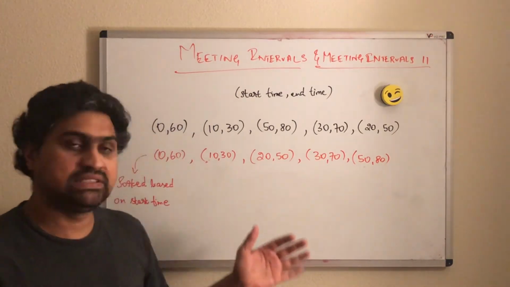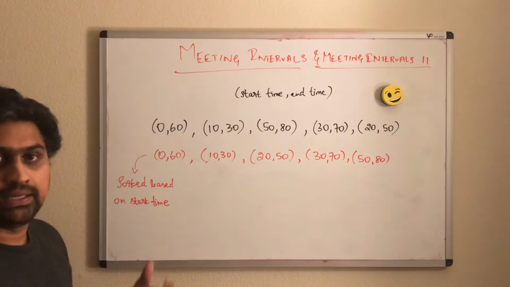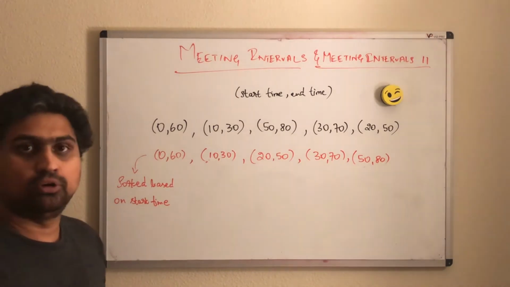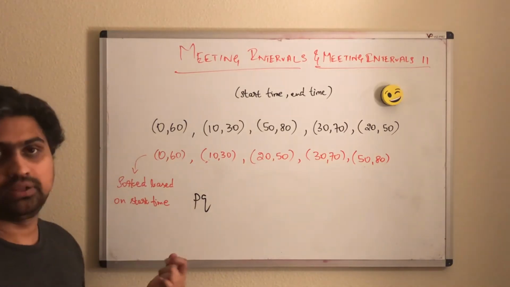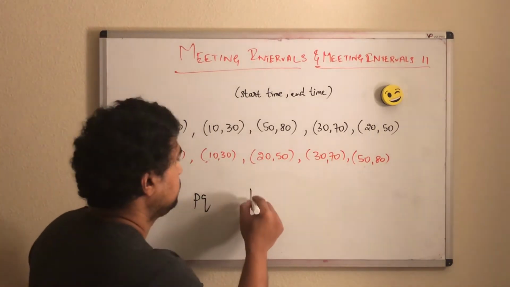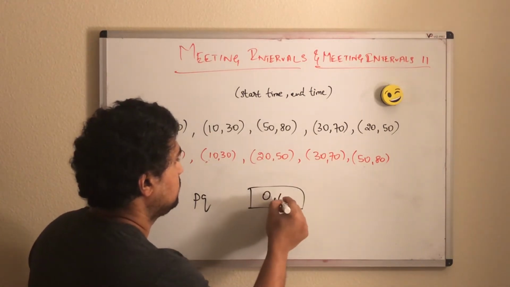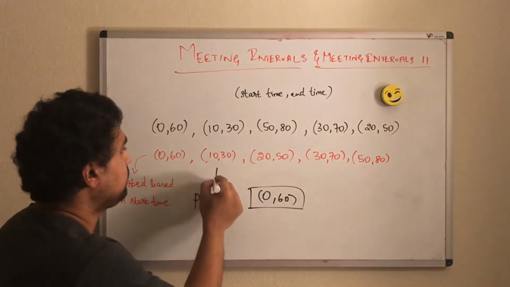Okay, let's take the same example again. So here we have a list of meetings that are sorted based on the start time. So let's create a minHeap or a priority queue, PQ, that will keep track of the meetings based on the end time. So let's add the first meeting to this priority queue PQ. 0, 60.